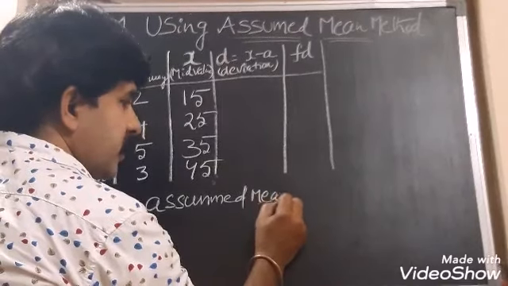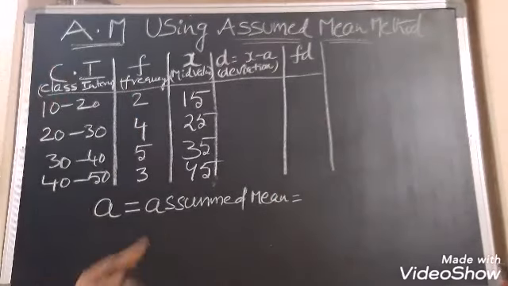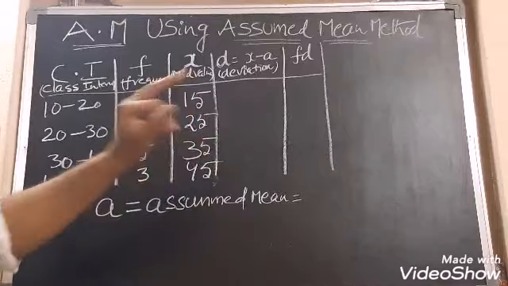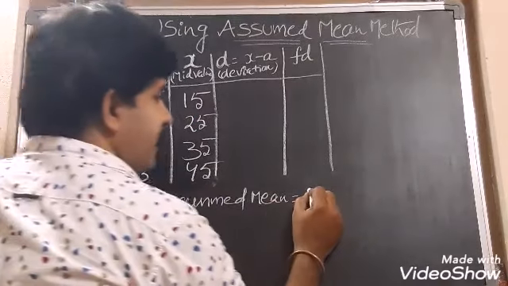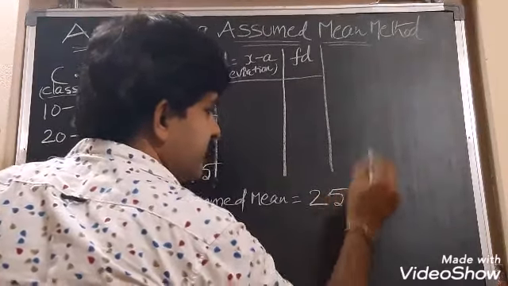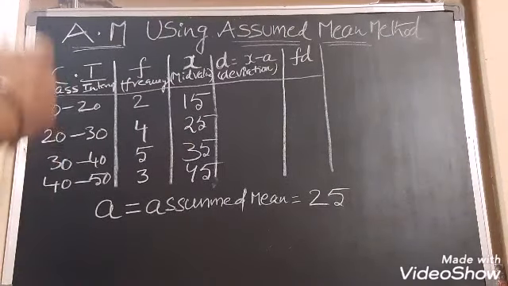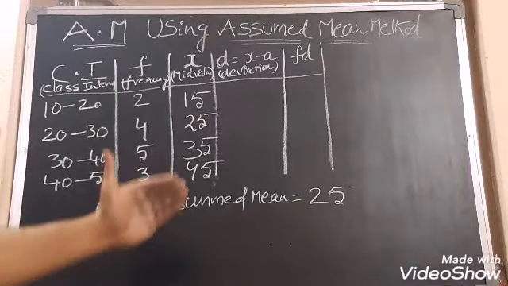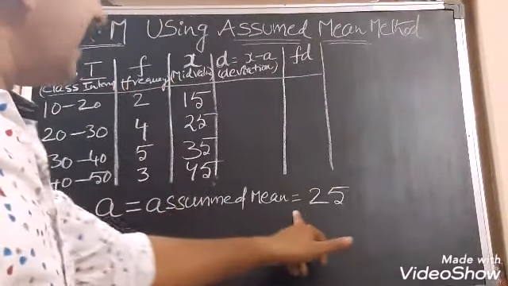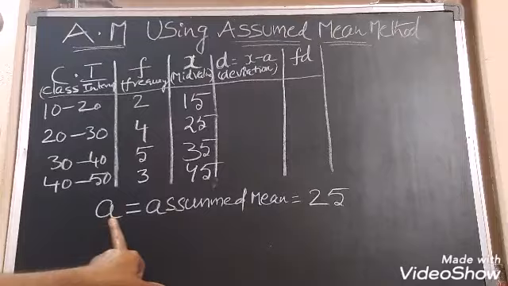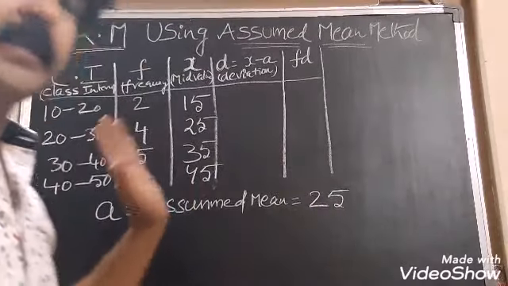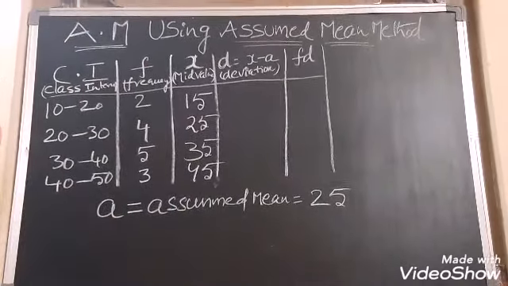You see, here is the assumed mean. So let us assume 25 as assumed mean. So I am taking A as 25. That you have to mention in the examination while solving the problem, which value you have taken from the mid values as assumed mean. We have taken A as 25. That we have to refer to in the problem.